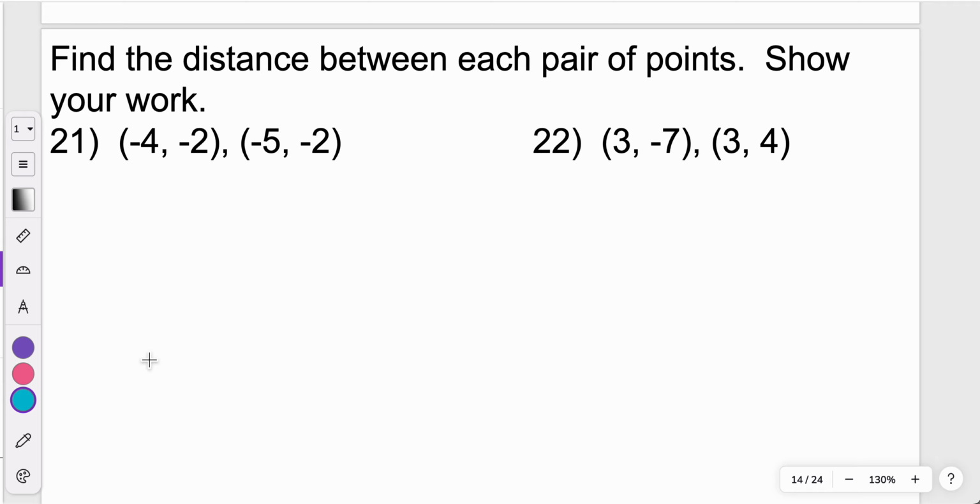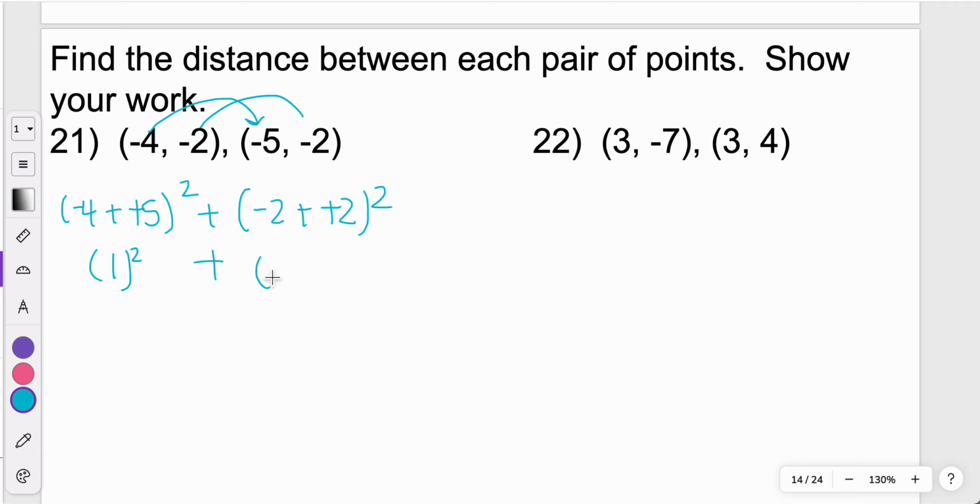For these though, I did use the distance formula. So remember, we're finding the differences in our x's, squaring them, the differences in the y's, squaring them, and then adding them together. So I went from negative 4 minus negative 5 squared for my x's, and then for my y's, negative 2 minus negative 2 squared. Again, double negatives change to plus positives. This is 1 squared plus 0 squared, or 1 plus 0. So I get 1, but I'm finding the square root of that, and so I'm getting 1 is my distance for 21.